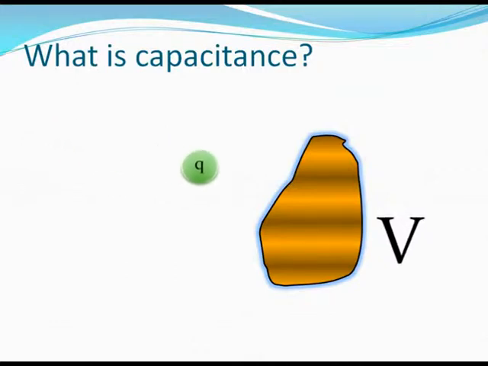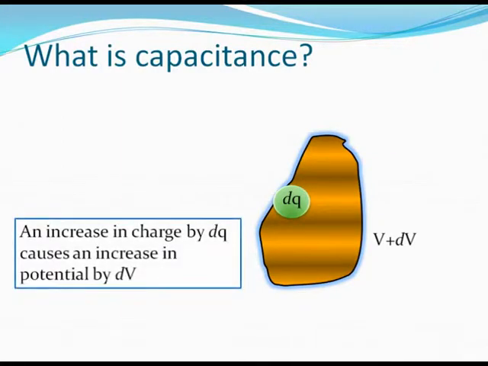The electric potential of this body will keep on increasing, isn't it? So if I add a charge dq to this body, the potential of this body will actually become V plus dV, isn't it? An increase in charge by dq causes an increase in potential by dV in any body.